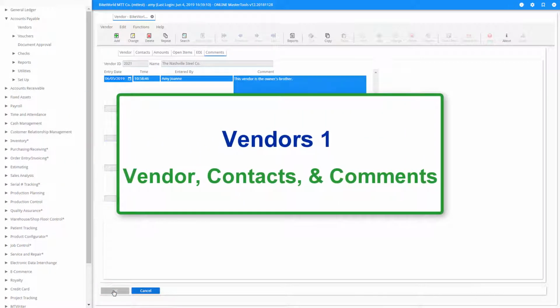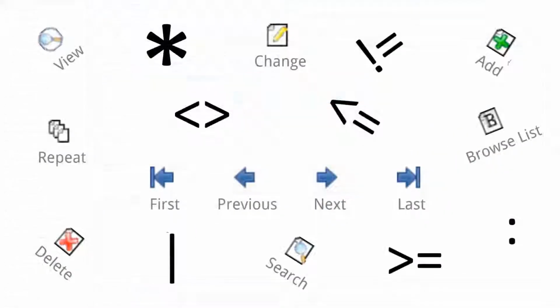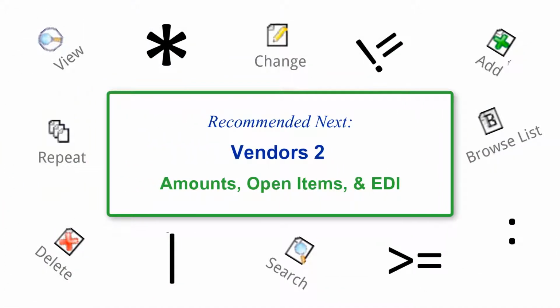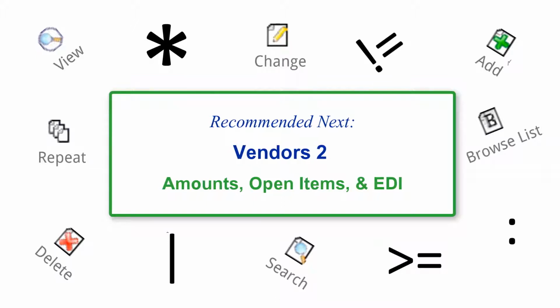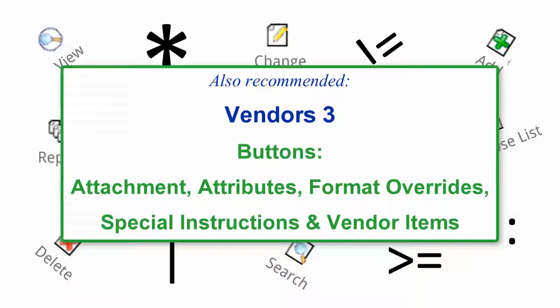Well, that wraps up our instructions on the vendor, contacts, and comment screens. We recommend that you follow this video by watching the Vendors 2 video, which shows how to view transactions and history on a vendor using the amounts and open item screens. For instructions on using the attachment, attributes, format overrides, special instructions, and vendor items button on the vendor, watch Vendors 3. Thanks for watching.